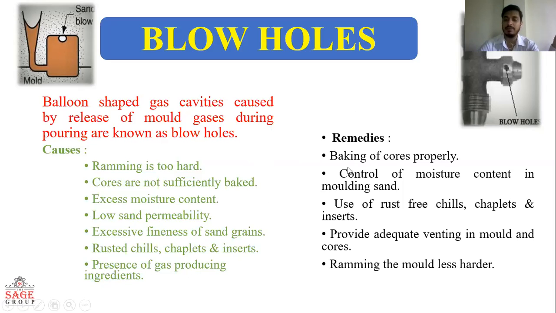So what are the remedies? Baking of cores properly, control of moisture content in the molding sand, use of rust-free chills, chaplets and inserts, provide adequate venting in the mold and core, and ramming the mold less hard. These are the remedies that can avoid blowholes.